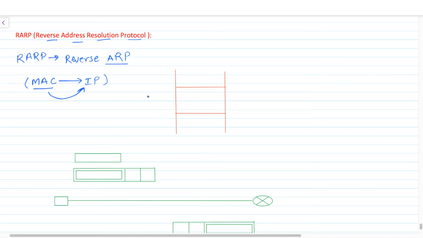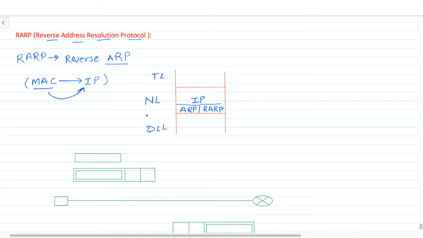So again we can understand it by this layering structure. Suppose we have a network layer. In the heart of the network layer there is a protocol called Internet Protocol. The position of RARP is below this IP. ARP, we have also seen, is below this IP. So actually ARP and RARP both lie below this IP. This is the transport layer, this is the data link layer.